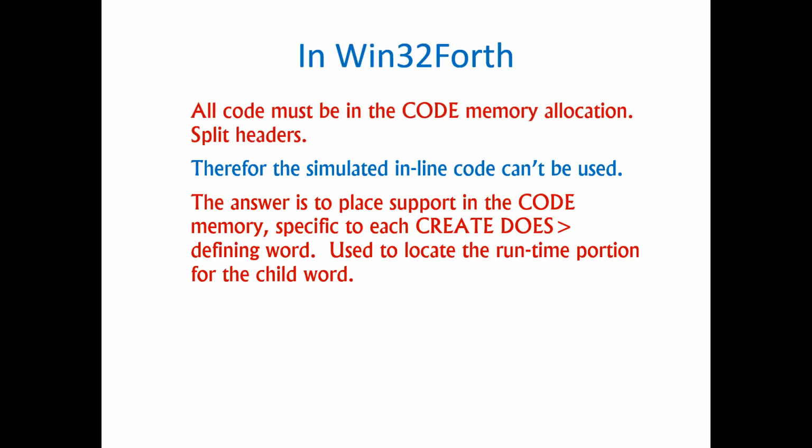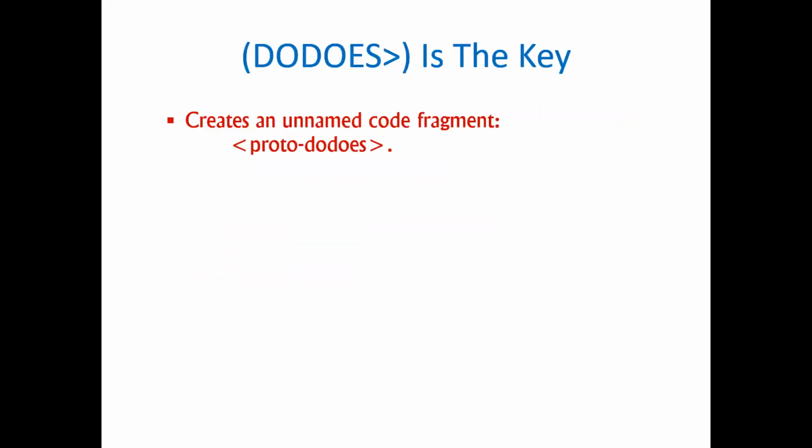So Andrew came up with a solution. And what he does is he places the little code fragment into the code portion and then uses the create does defining words to locate that. They locate that runtime portion of the child word. And then the normal do does is executed. So the paren do does greater than paren is the key. It creates this unnamed code fragment, which I'm calling proto do does. This is tucked away in the code portion of the memory.